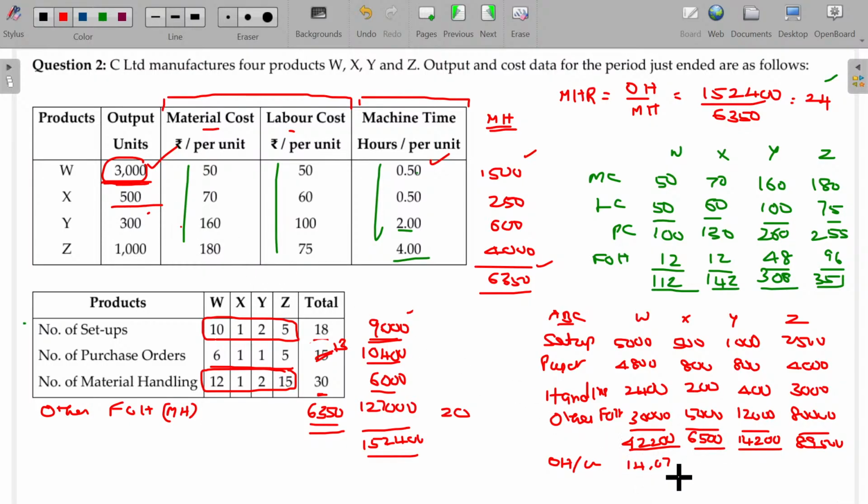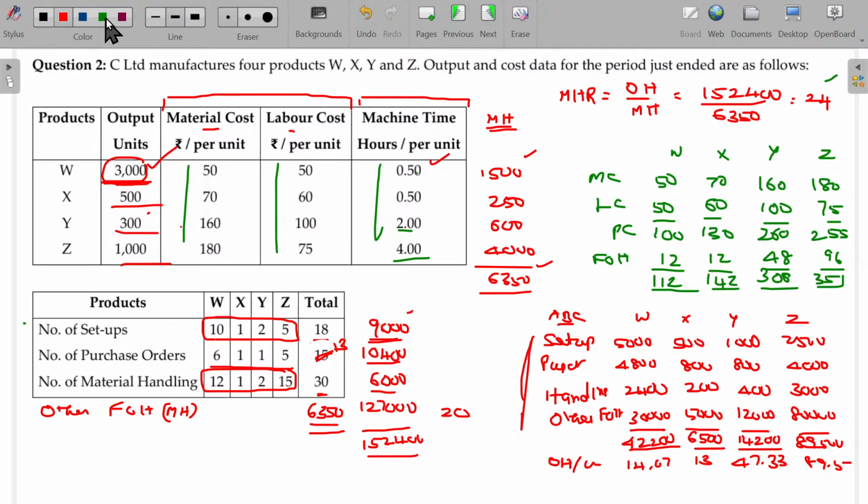6,500 divided by 500, 13 rupees. 14,200 divided by 300, 47.33. And 89,500 divided by 1000, 89.50. In text, I calculated all these values on per unit basis, but you can total it up and then convert that to per unit basis. That way also you can work out easily.